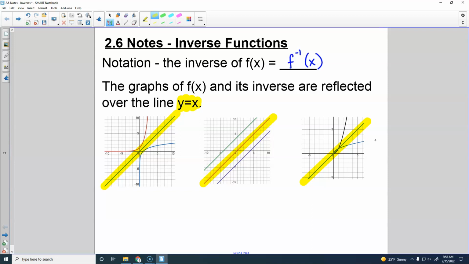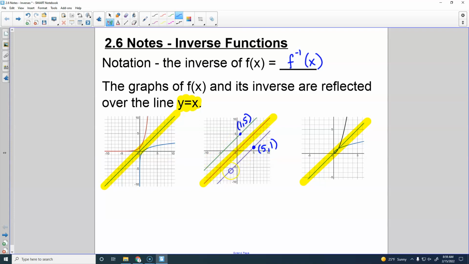What it also means is that if a point is on a function, so like if I have, for example, the point right here, 5, 1, that means that the inverse of that is going to be on the other function. So if I switch these, 1, 5 would be right here. It is on the other function, right?